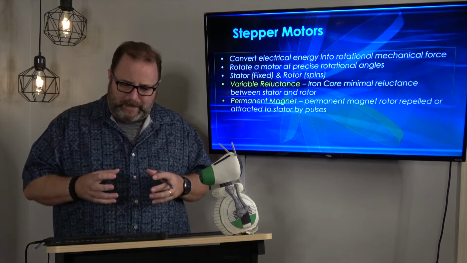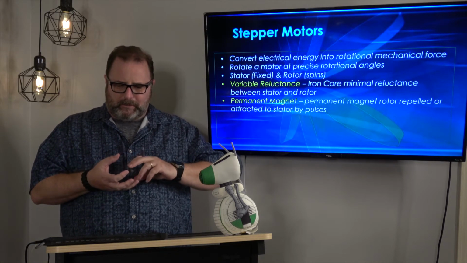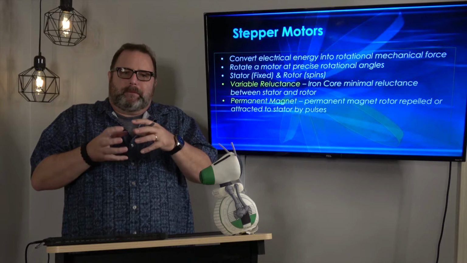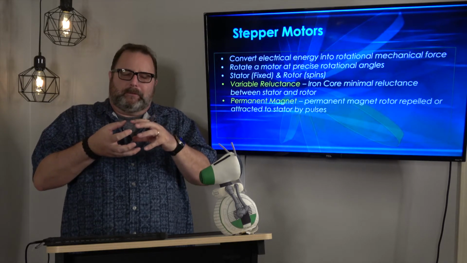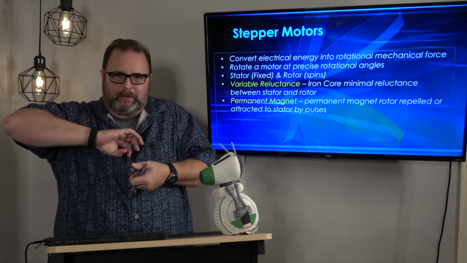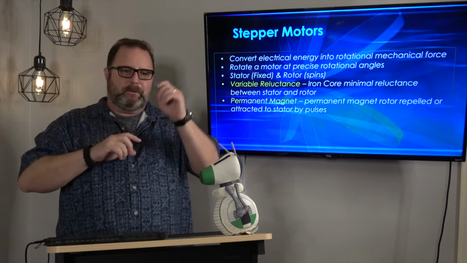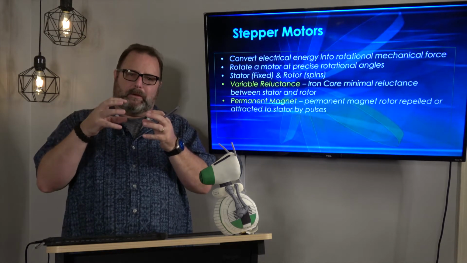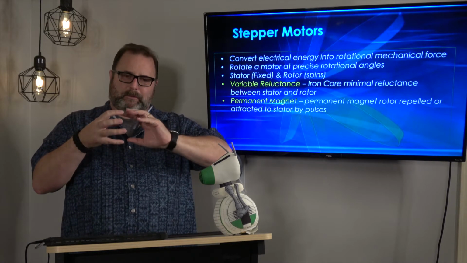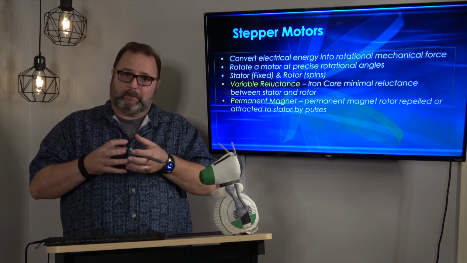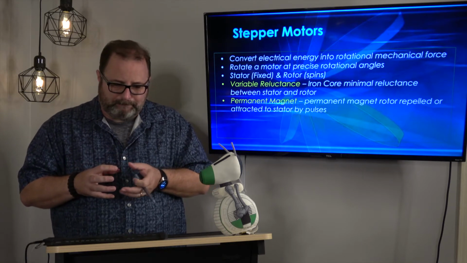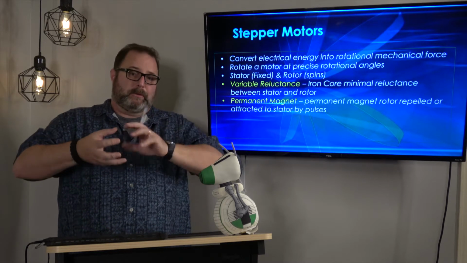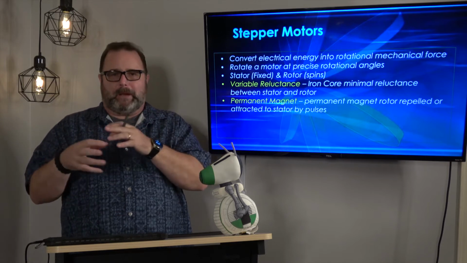There's also a permanent magnet. The rotor is either repelled or attracted to the stator by the different pulses. So you change the pulses and all of a sudden it's going to want to go like this, then like this, then like this, or it's going to go backwards. How you apply the power to the prongs of the stator relative to the rotor is going to determine whether the rotor spins in either direction or as many steps as it needs, based on the power and how that's sequenced.